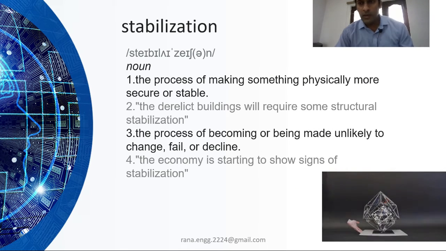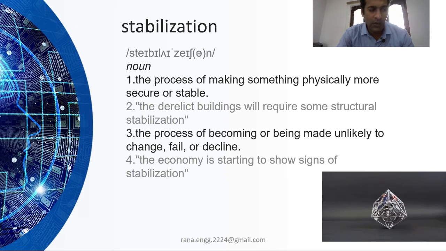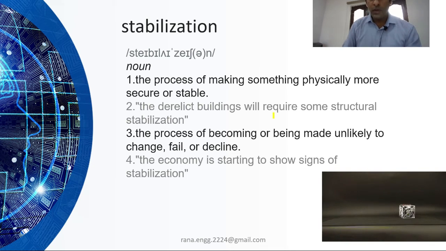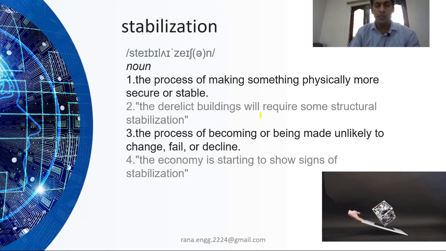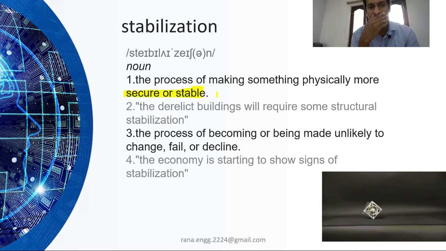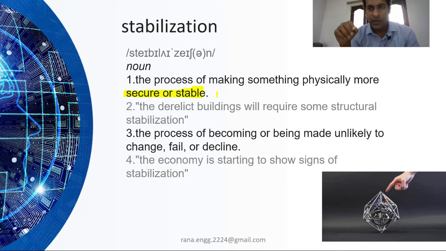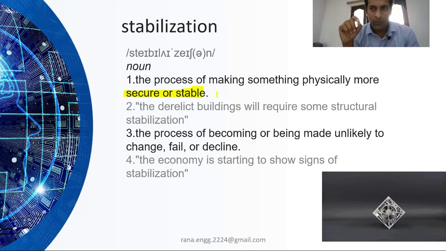Now we have to discuss stabilization. Stabilization is a very important concept. We have to stabilize our device. The normal meaning, which is available in the English language: stabilization is a noun. It is the process of making something physically secure and stable. So we use stabilization techniques to stabilize our system. If it is a transistor and our function is amplification, then it must operate in the region where it can work as an amplifier.